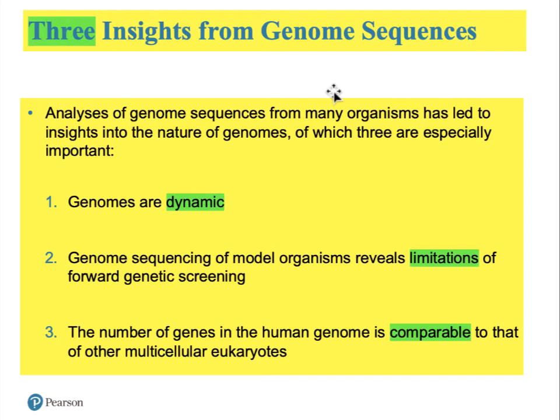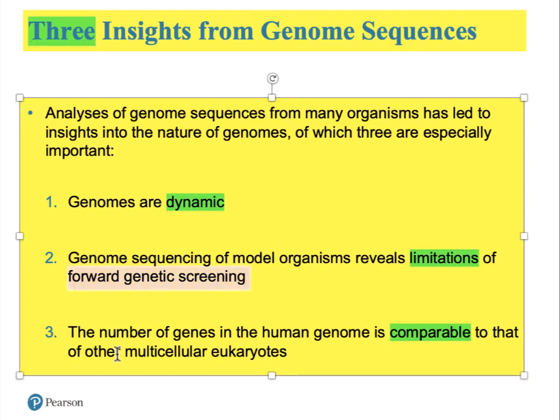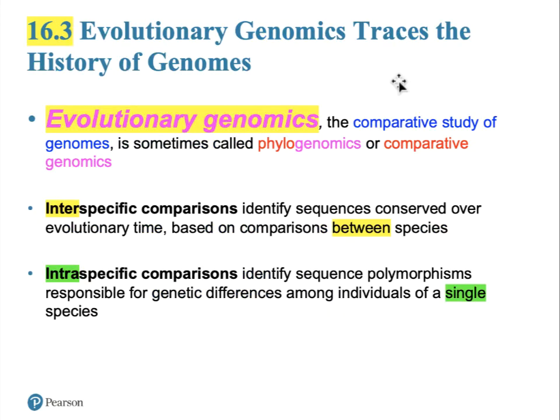So in conclusion, by comparing genome sequences from many organisms, we have been led to three basic conclusions. Genomes are dynamic. They can change over time. Genome sequencing of model organisms reveals limitations of forward genetic screening. And the number of genes in the human genome is comparable to that of other multicellular eukaryotes, so there's nothing special about humans. Section 16.3 delves into evolutionary genomics.